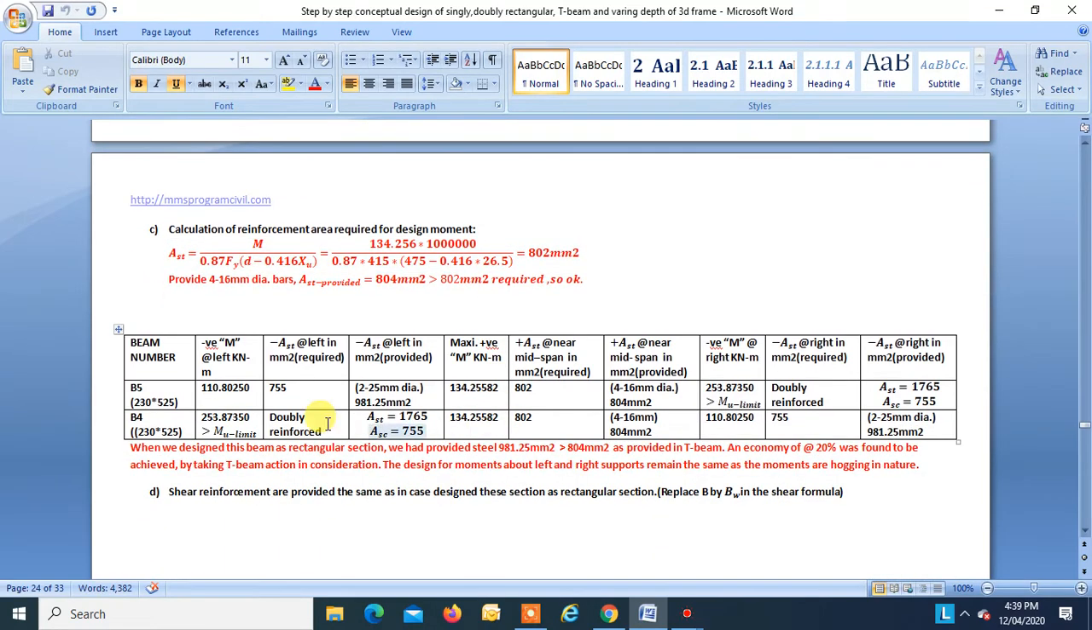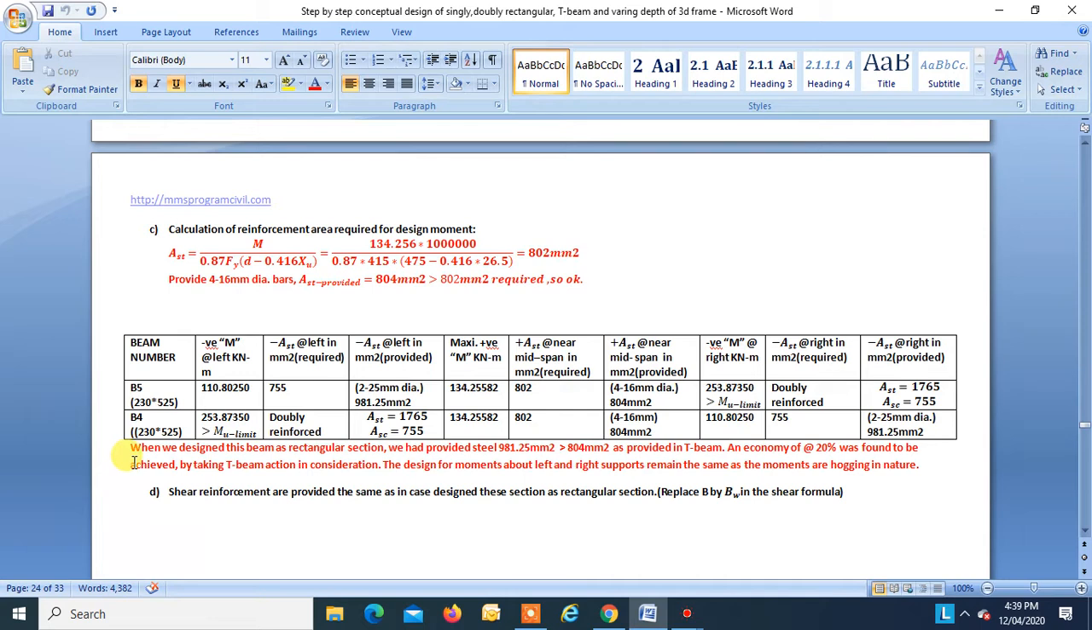This table remains the same for left hand support and right hand support as we saw in part 1 of this video, because they have to be designed as rectangular section, so no change will be there. The change will be only in the mid span where the moment is sagging. The required steel now is 802 and we will provide 804.